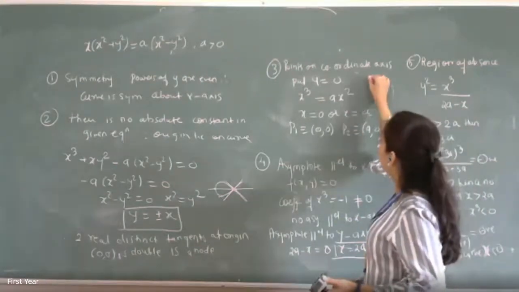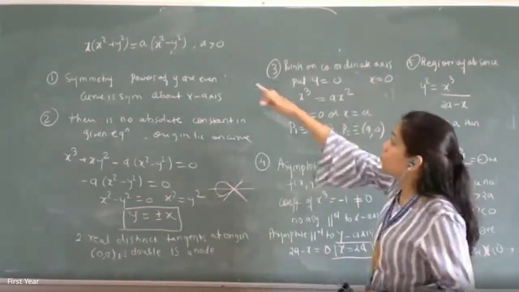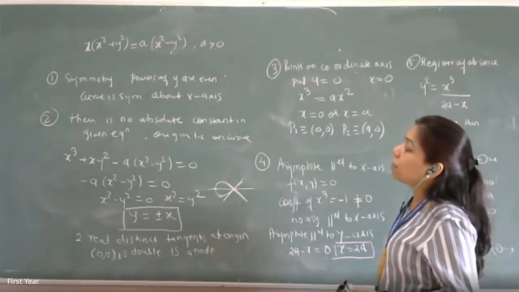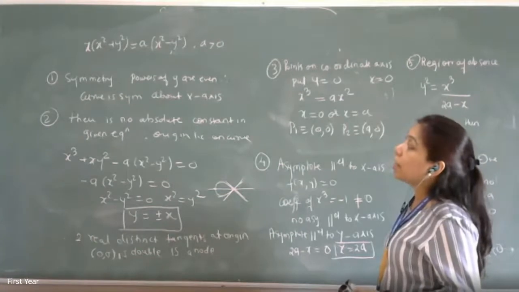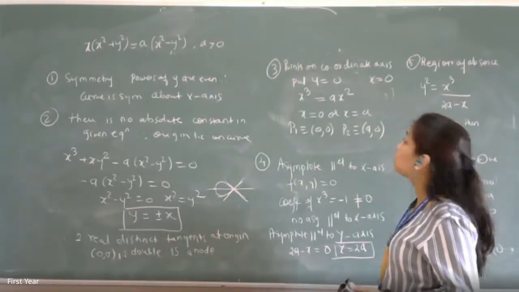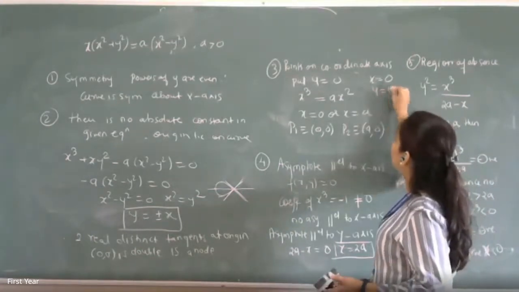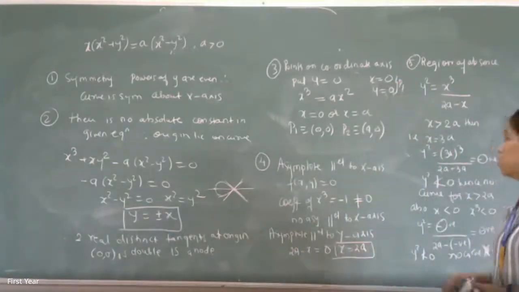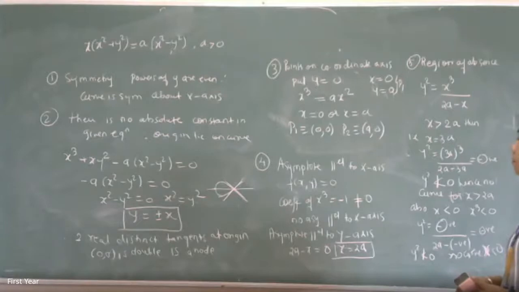And similarly, put x is equal to 0 in this equation. Then the y on the right hand side and the y on the left hand side cancel, and we get y square is equal to 0. That means y is equal to 0. So this point is just 0, 0. Okay?